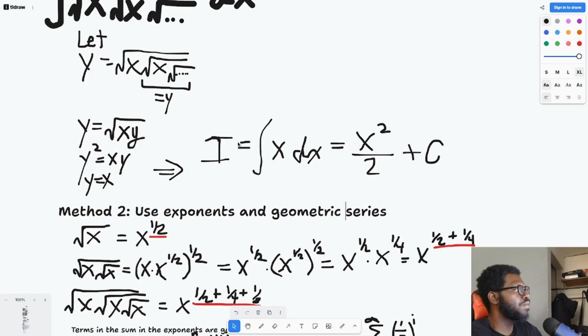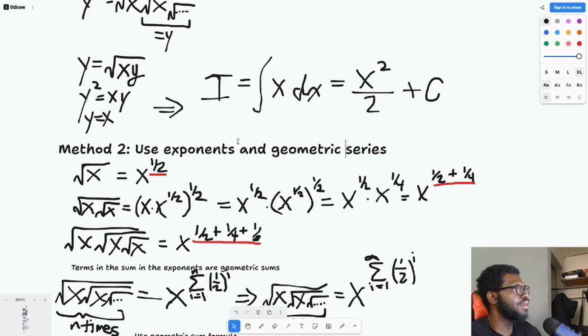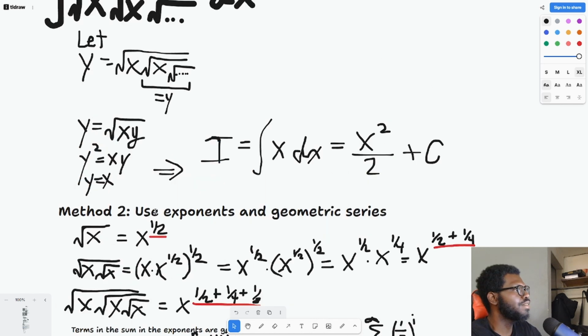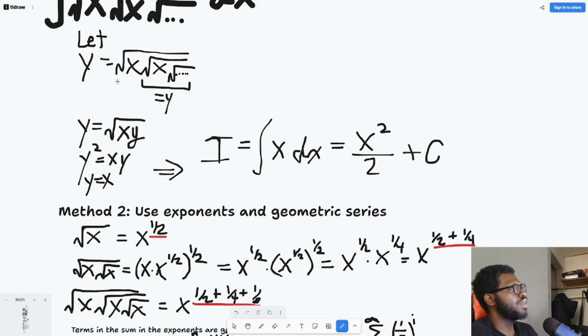Now for the second method I used, we're going to use exponents and geometric series. In this case, I do have everything already written out. What I like to do when I look at problems with complicated expressions, or just hard problems in general, is look at simpler cases and see if I can notice a pattern, which is what I did here.